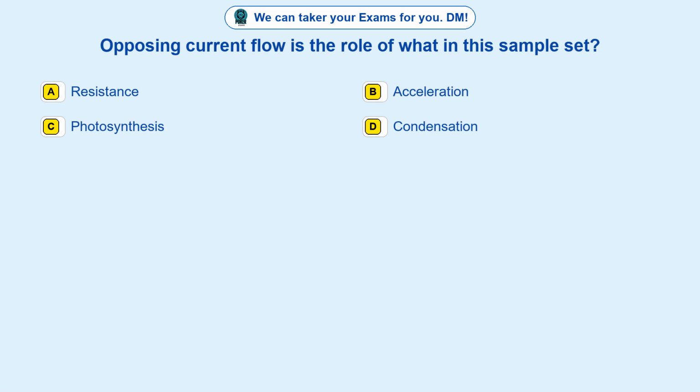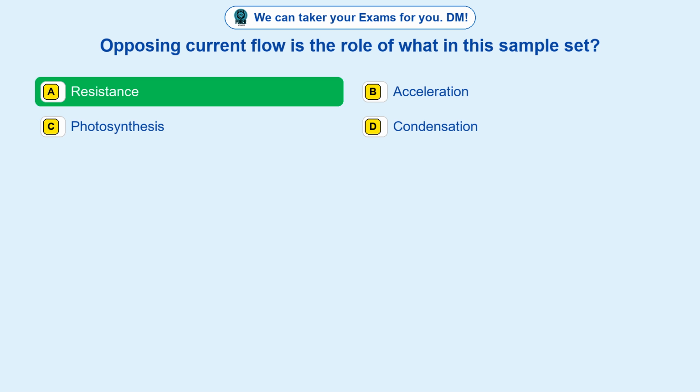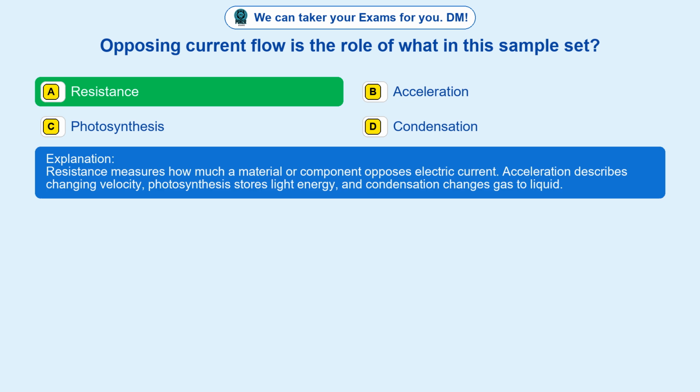Question 71. Opposing current flow is the role of what in the sample set? Option A, resistance. Option B, acceleration. Option C, photosynthesis. Option D, condensation. The correct answer is option A. Resistance. Resistance measures how much a material or component opposes electric current. Acceleration describes changing velocity, photosynthesis stores light energy, and condensation changes gas to liquid.